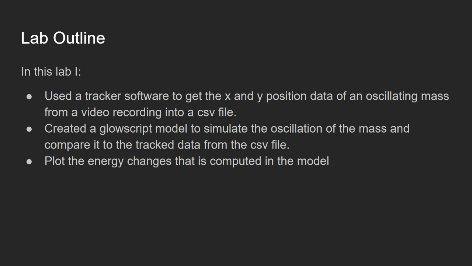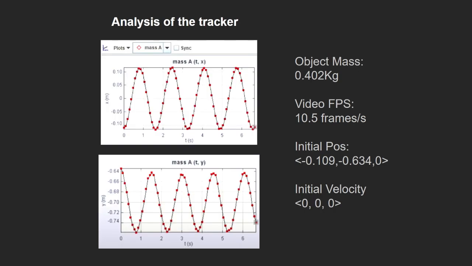In this lab, I used the Tracker software to get the X and Y position data of an oscillating mass from a video recording into a CSV file. I created a GlowScript model to simulate the oscillation of the mass and compare it to the tracked data from the CSV file. I also plotted the energy changes that are computed in the model.